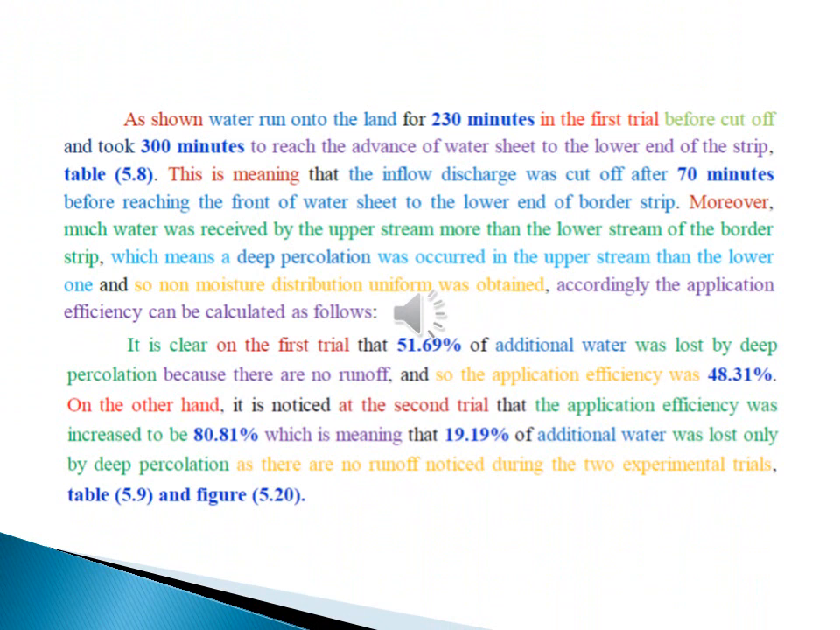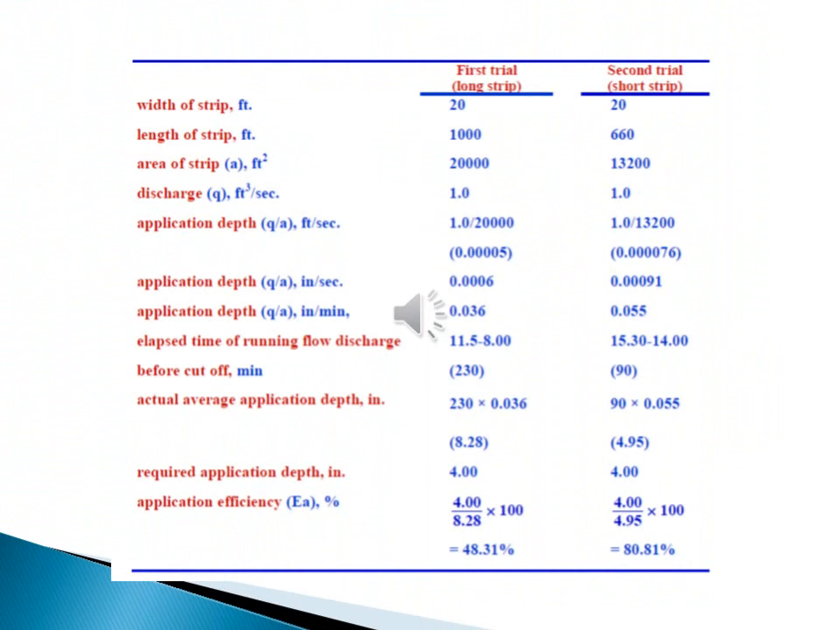Look, my dear, it is clear in the first trial that 51.69% of the applied water was lost by percolation because there was no runoff, and so the application efficiency was 48.31%. On the other hand, it is noted that in the second trial, the application efficiency increased to 80.81%, which means that only 19.19% of the applied water was lost by percolation, as there was no runoff noted during the two experiments, as shown. The mathematical calculations of the application efficiency at both trials, long and short strips, follow.